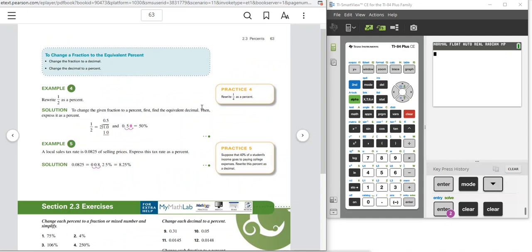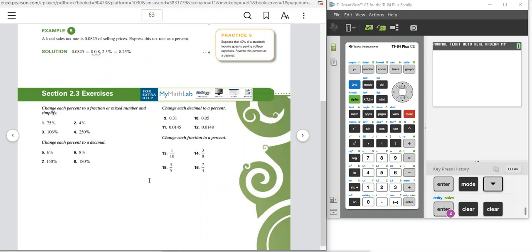And now percents we do work with. So here it says change each percent to a fraction or mixed number or so on. But just a quick reminder. Again, this should be review. Percent means per 100, so it's like 75 divided by 100. When you say 75%, you're saying 75 divided by 100. So that's the fraction version of that. If you say 4%, that's 4 per 100, or 4 divided by 100.